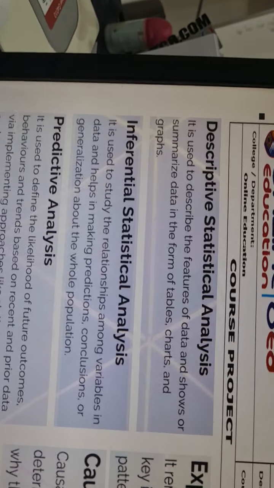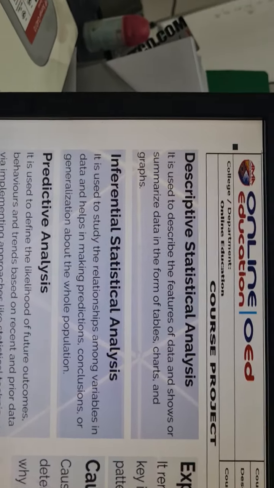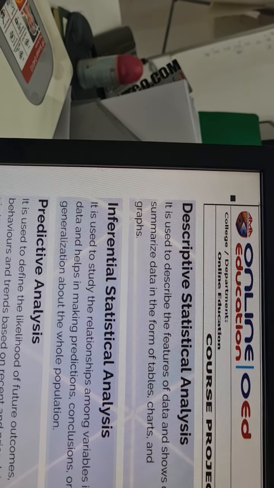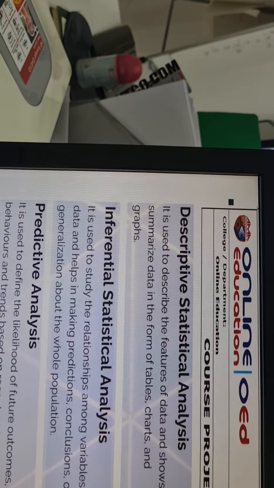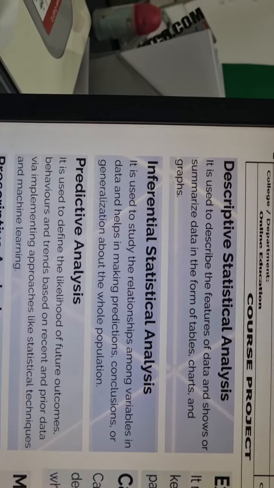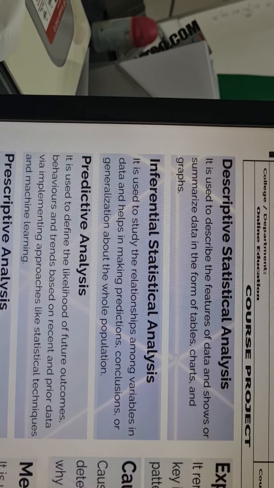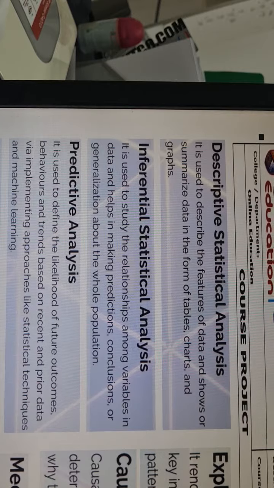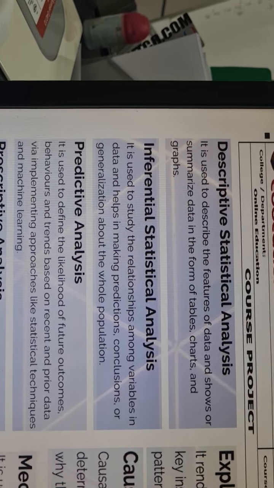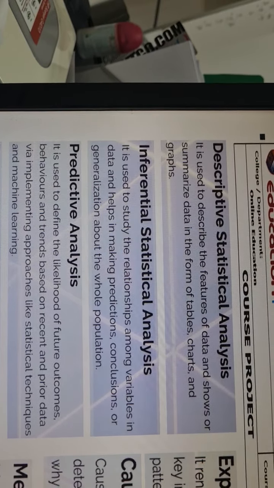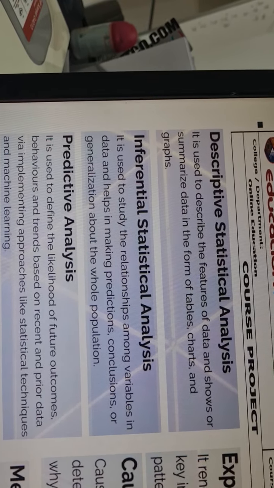First is the descriptive statistical analysis, which is used to describe the features of data and shows or summarizes data in the form of tables, charts, and graphs. Second, inferential statistical analysis is used to study the relationships among variables in data and helps in making predictions, conclusions, or generalizations about the whole population.